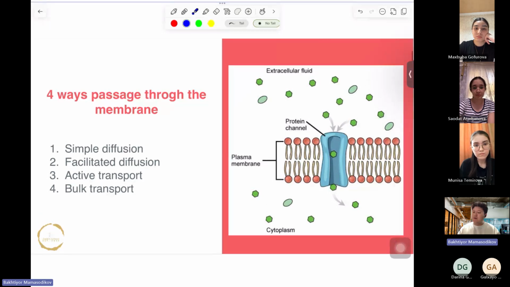Okay, so in the last lecture we stopped here, four ways of passage of substances, right? Gülhayo, you here? Gülhayo Akbarova. The first is simple diffusion. The second is facilitated diffusion, and after that active transport, and we have the bulk transport. So let's learn from the simple diffusion.